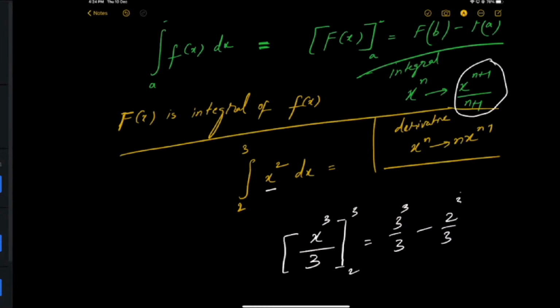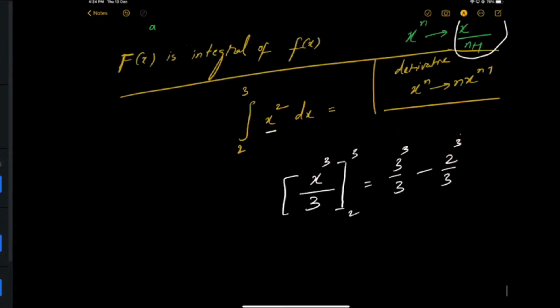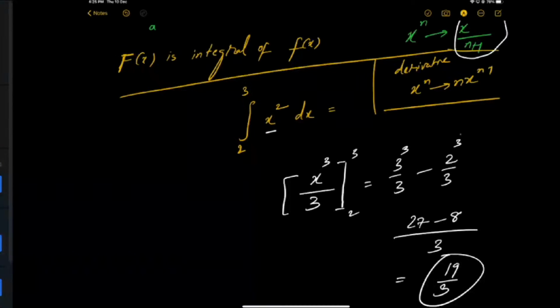So what will you get? 3 if you take common, 2 cube is 27 minus 8, which is equal to what? What is 27 minus 8? I think 27 minus 8 is 15, right? Not 15. 27 minus 8 is how much? 19. So 19 by 3 is your answer. Correct? So again, I'll give you one more example.